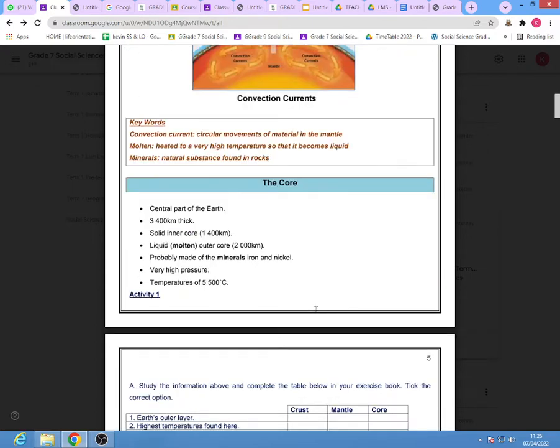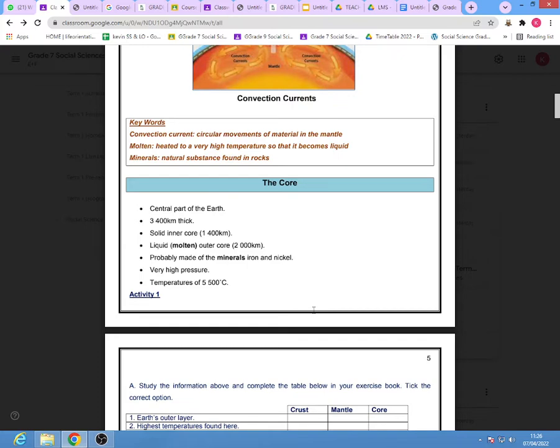So from the mantle, you move to the core. The core is the central part of the earth. It is about 3,400 kilometers thick. The inner part of the core is solid, and it's about 1,400 kilometers. The reason why the inner core is solid is because of the pressure coming from the crust, the mantle, and the outer core.